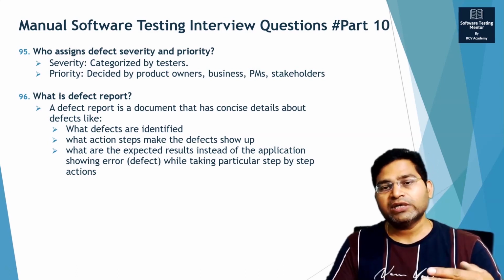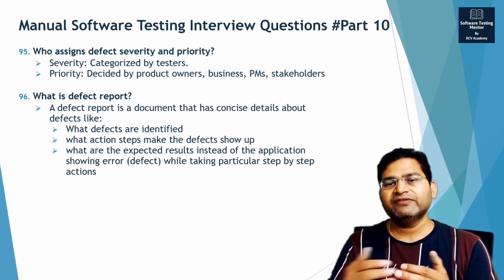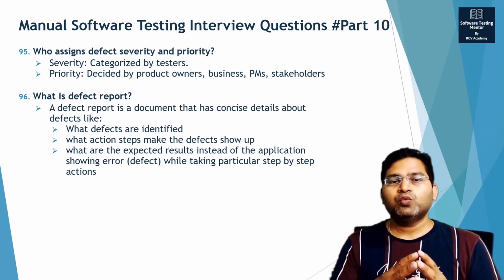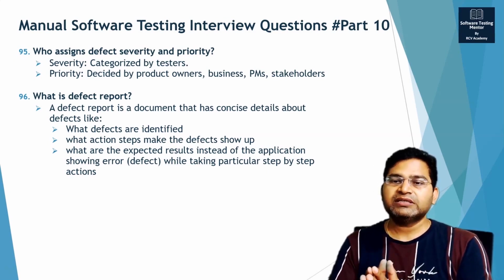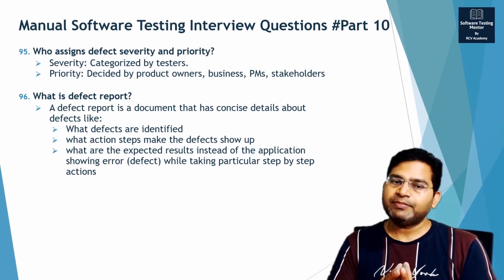First, how many defects were identified, and what action steps make the defect show up? And then what are the expected results, instead of the application showing an error while taking particular step-by-step actions?